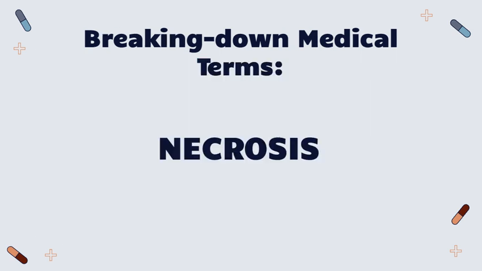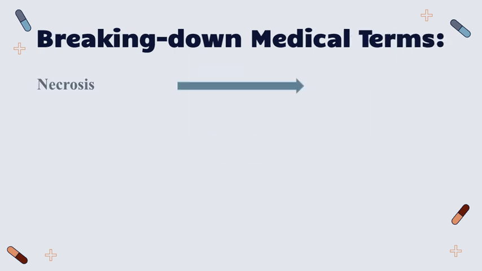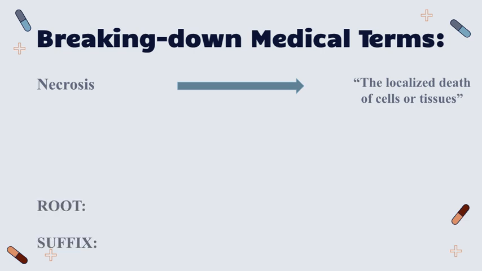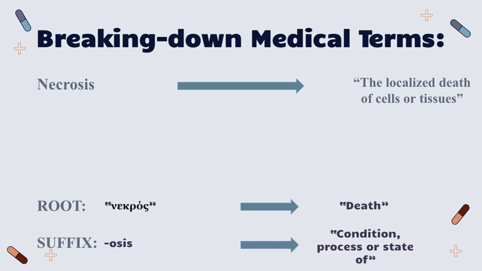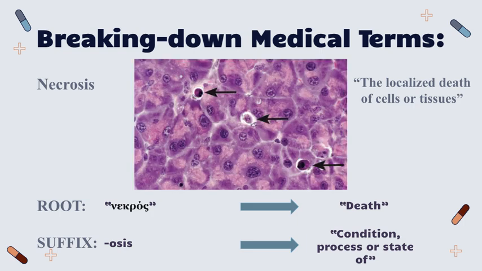Great, now let's look at the word necrosis. The word necrosis means the localized death of cells or tissues, but diving a bit deeper, we can see what it really means. The root of this word is the Greek word nekros, which means death in English. And the suffix is osis, which means condition, process, or state of. So putting these together, the word necrosis means the condition or state of death.